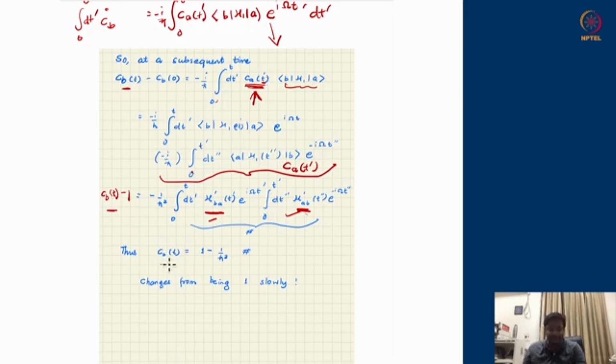CB of t has a structure that it is 1, so I can take this minus 1 on the right hand side: 1 minus 1 upon h square, and then this double integral, which I am calling hash. So this is the structure I will get, that it tells me that CB of t becomes different from 1 in second order of matrix element. Two matrix elements put together will decide how much different it is from 1.